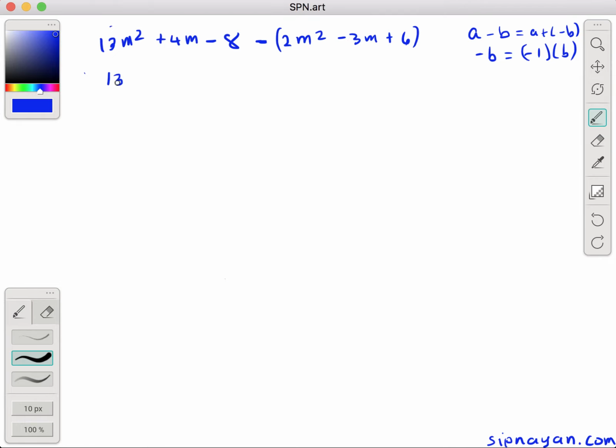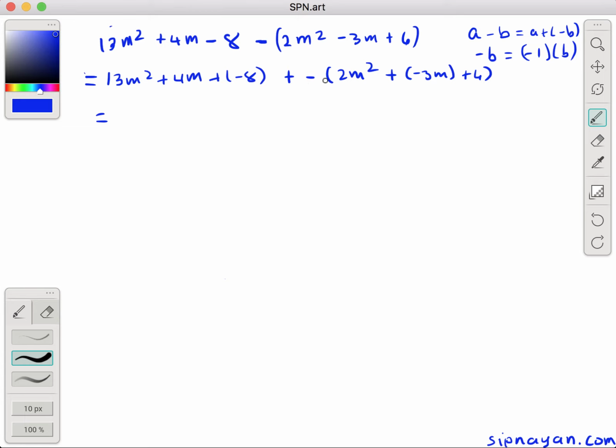We have 13m squared plus 4m plus negative 8. Pwede na natin ito isabay. This is minus. So, this is plus negative 2m squared plus, this is minus negative 3m plus 6. No? So, okay na tayo dito. Puro na to addition.